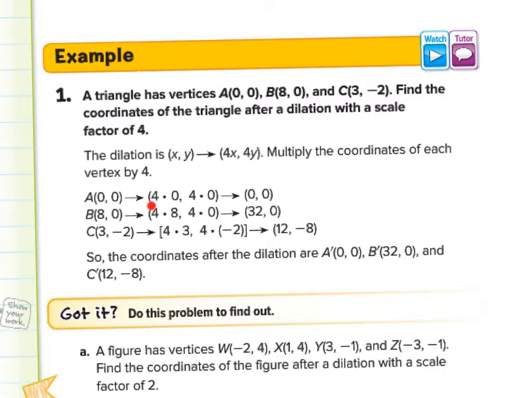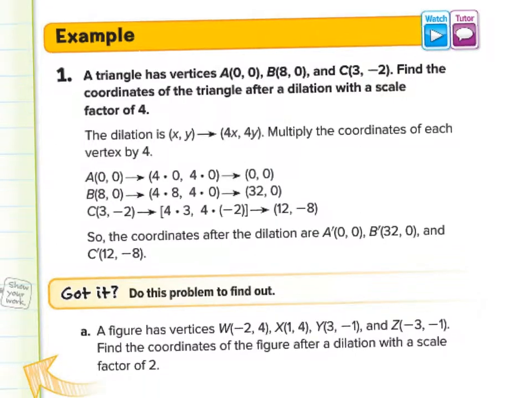So here we go. 4 times 0, 4 times 0 is still (0, 0). But B becomes 4 times 8 and 4 times 0: (32, 0). And C becomes each coordinate, the 3 and the negative 2 as we have up here, will also be multiplied each one times 4. 4 times 3 and 4 times negative 2 become 12 and negative 8. So the coordinates of the dilation are as follows.